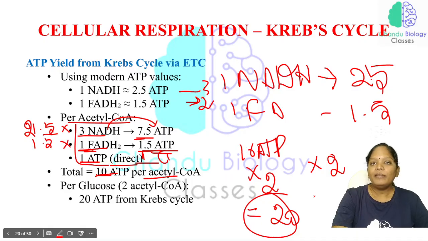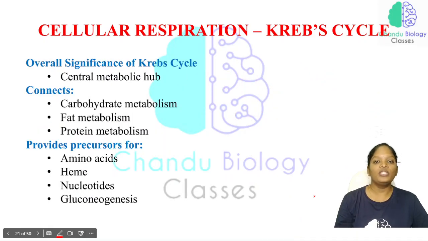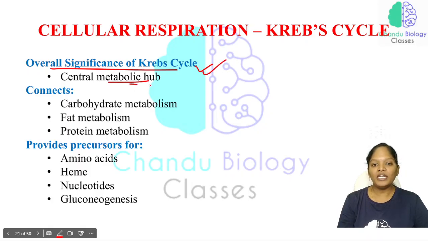So how many ATP has been produced from the Krebs cycle? That will be 20 ATP. So this is the complete information about the Krebs cycle, and what will be the overall significance of this Krebs cycle? Central metabolic hub. They are producing a common intermediate, that is nothing but acetyl CoA.